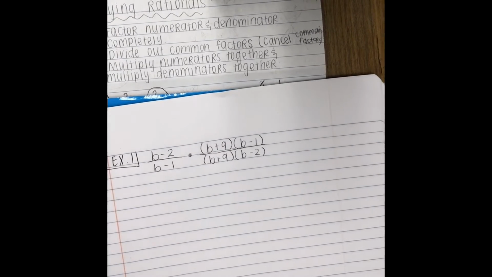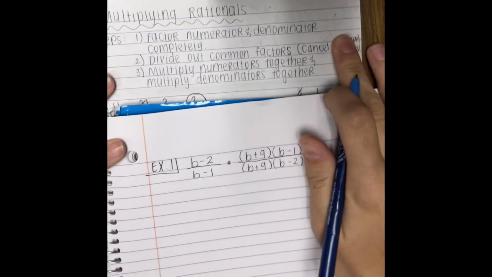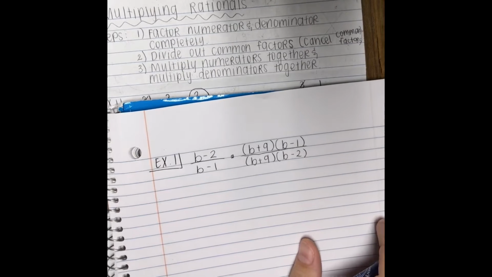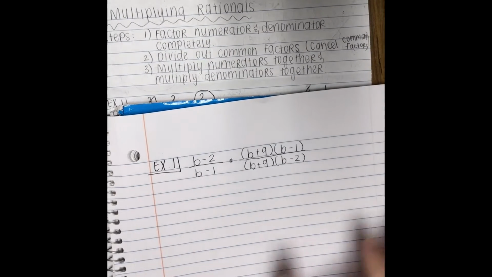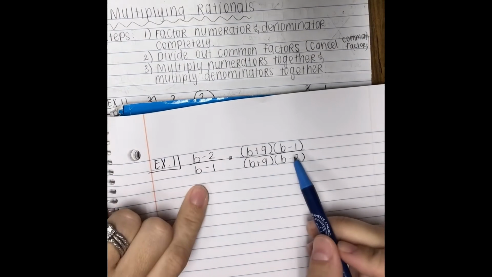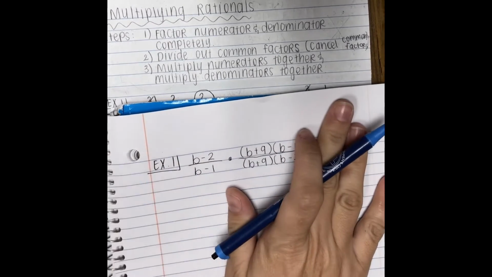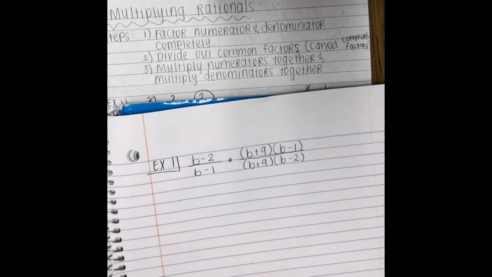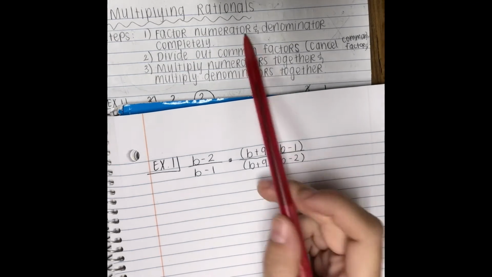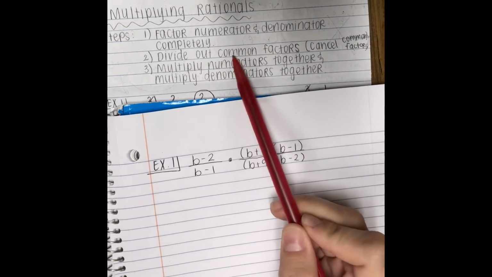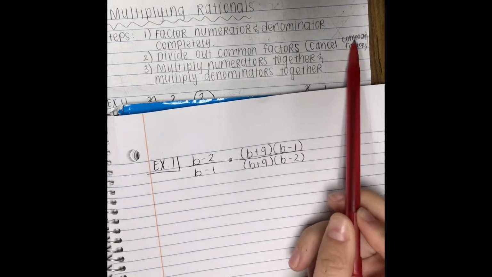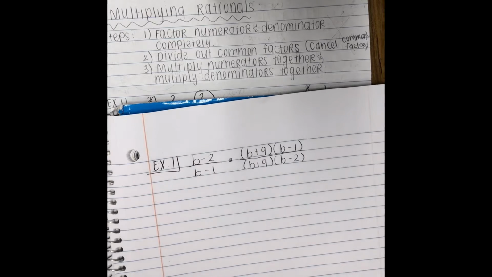All right, so here's where we're really starting our examples, okay? So here's where we're gonna need to use these steps. We're starting out, I've already factored everything for us, okay? We're gonna start with one like that so we can look at how to cancel everything once it's factored, okay? So we factored numerator and denominator. We're gonna now divide out common factors or cancel out the common factors, okay?